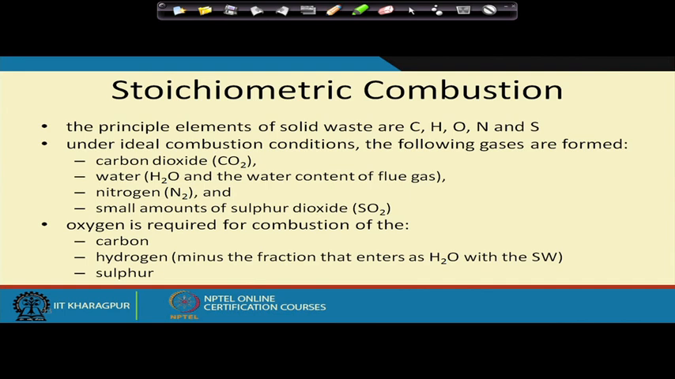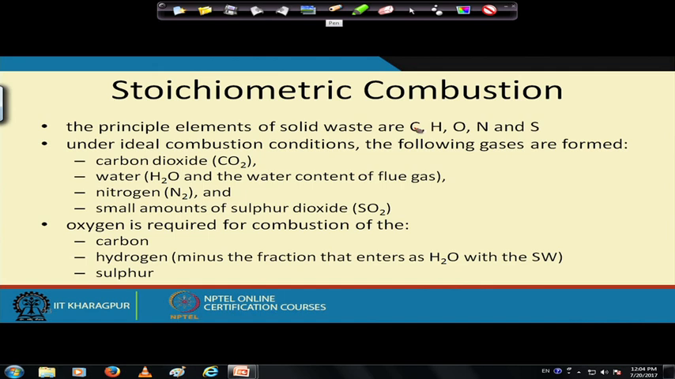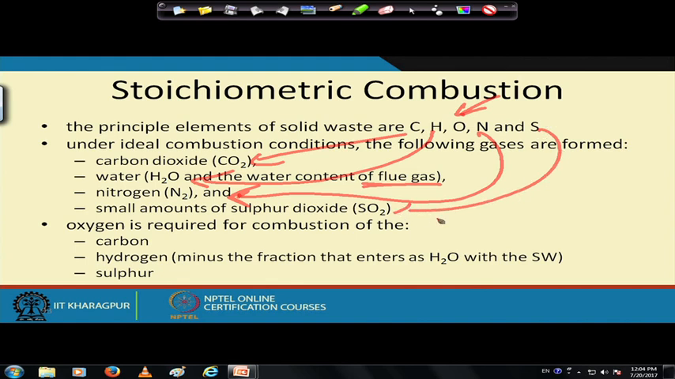So under ideal conditions, what will happen? We'll have all these reactions taking place. Carbon will get converted to CO2, hydrogen will get converted to water vapor, and the water content will be part of the flue gas. Nitrogen will be there; usually at the temperature at which we work, we don't have NOx being formed. And sulfur will get converted to SO2. So it's a small amount of sulfur dioxide, mostly carbon dioxide, and some water vapor.